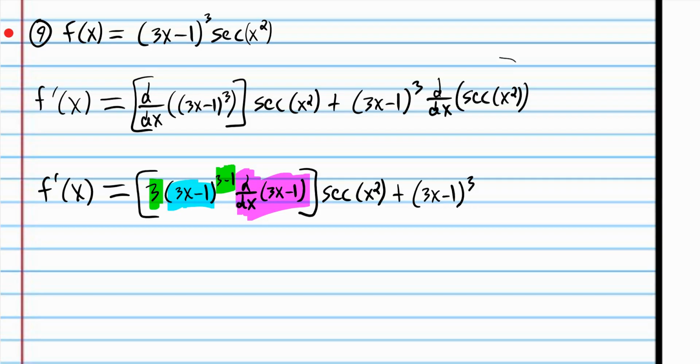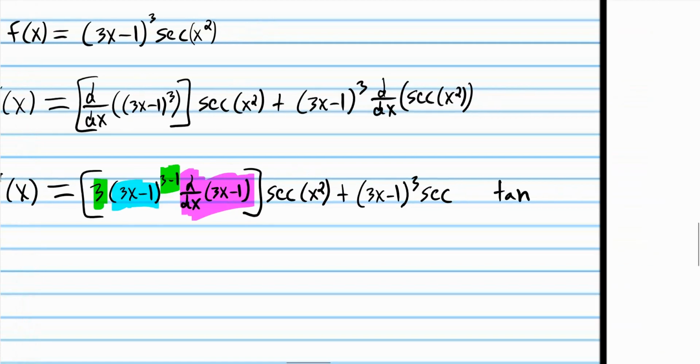So now we have to find the derivative of the secant function. And remember, the derivative of the outside function, which is the secant function, is secant times tangent. That's the derivative of the outside function. But remember, the second step is we have to keep the inside function. We don't do anything with the inside function, we keep it.